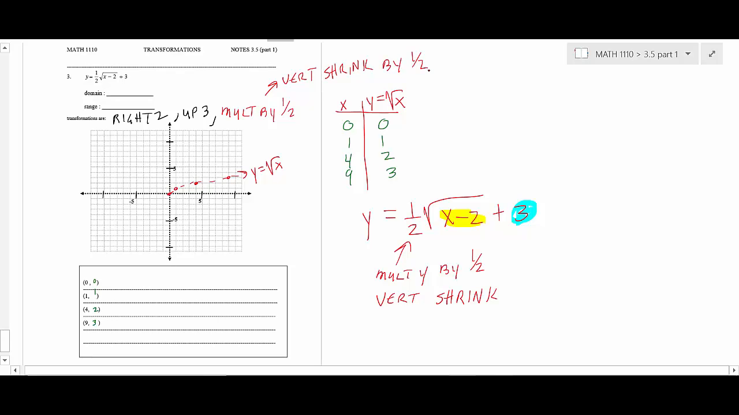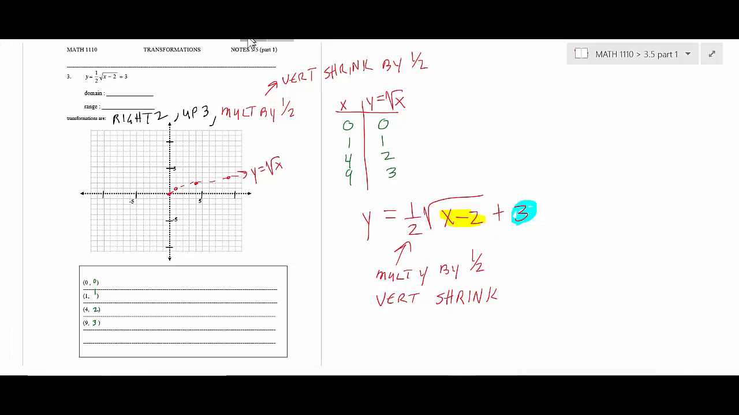Now, what order do we do this in? This is where students mess up. What do you have to do first? Right? Then what? Multiply by 1/2, then what? Up 3. Okay, all you're doing is following order of operations. You've got to do what's under the radical, then multiply, then add. That is simply following order of operations. So if you forget, realize where it comes from.